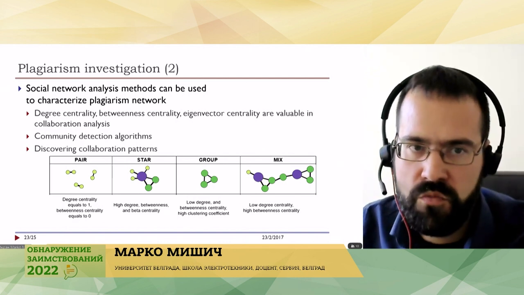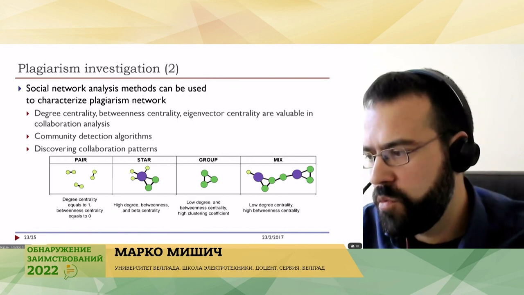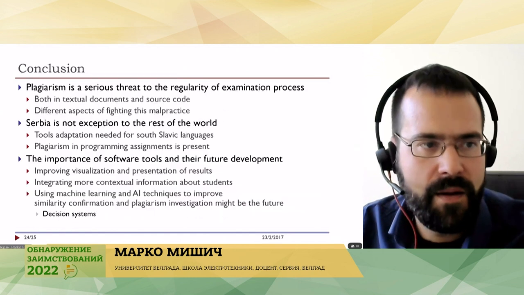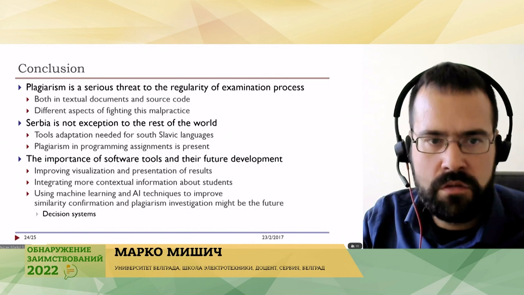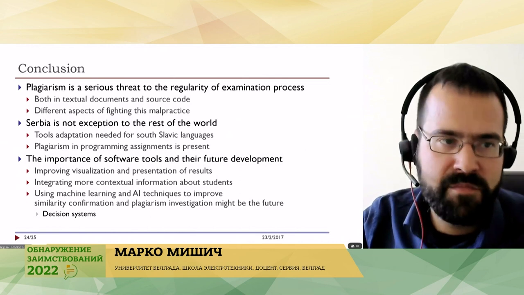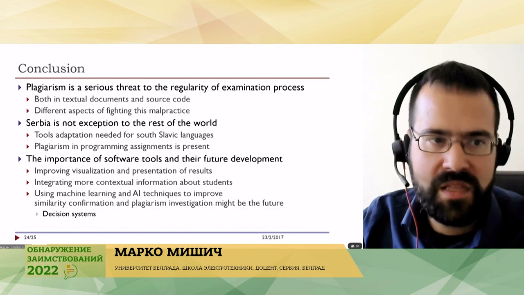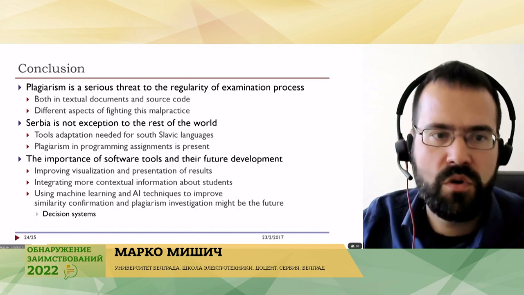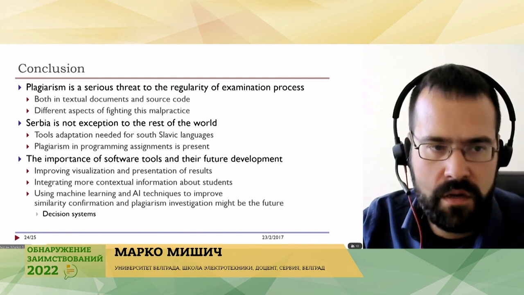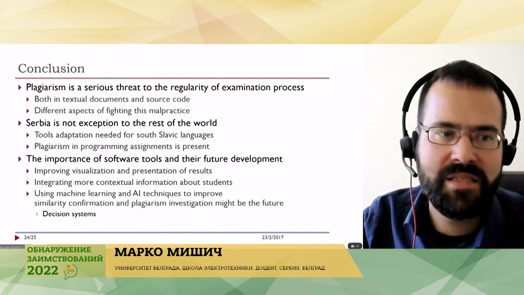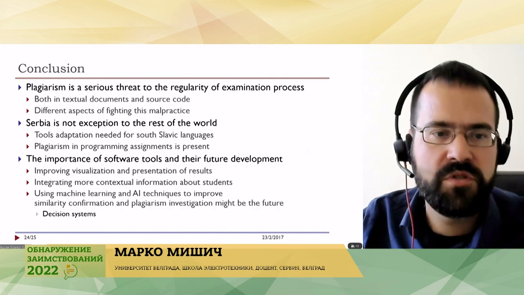So those new methods, I think, it's my opinion, should be incorporated in contemporary tools. To conclude the presentation, we all know that plagiarism is a serious threat to the regularity of the examination process, both in textual documents and source code. There are different aspects that we have to take into account when we fight this malpractice. Our country, our perspective is that we are not an exception to the rest of the world.